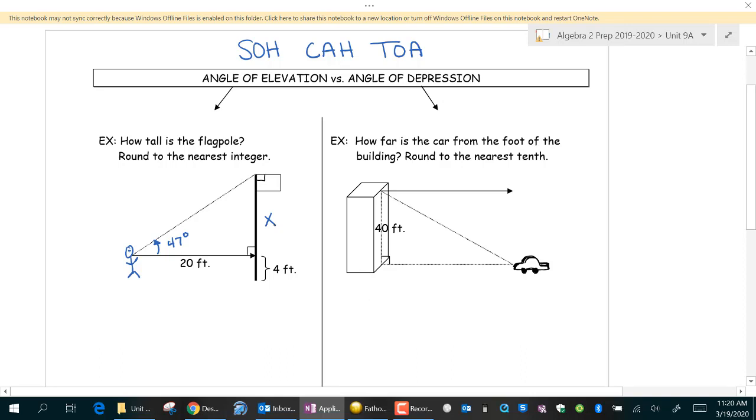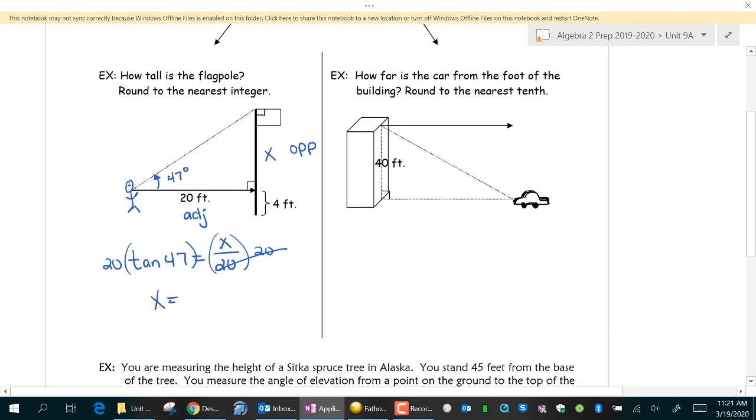Now, just like you have been the rest of the week, we are going to use a trig function to set up an equation. So because I want to solve for the opposite side, and they give me the adjacent side is 20 feet, O and A tells me to use tangent. So my equation would be tangent of 47 equals X divided by 20. I can then multiply both sides by 20. So I get X equals 20 times tangent of 47.